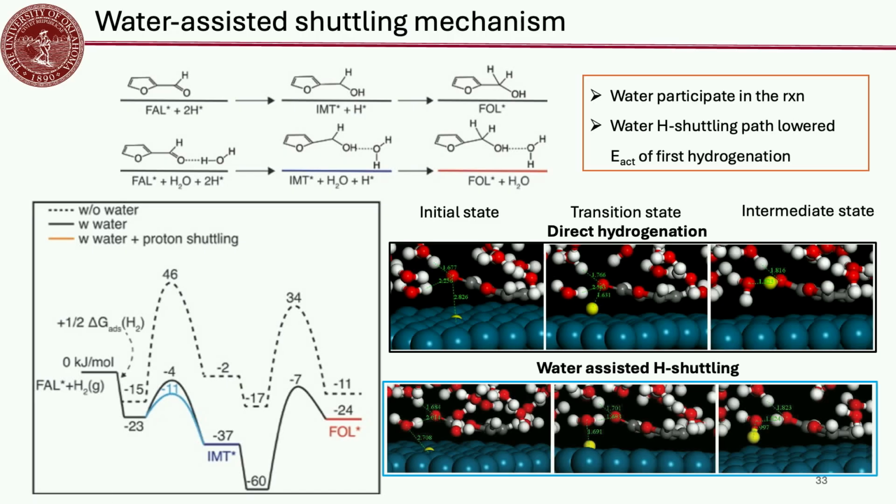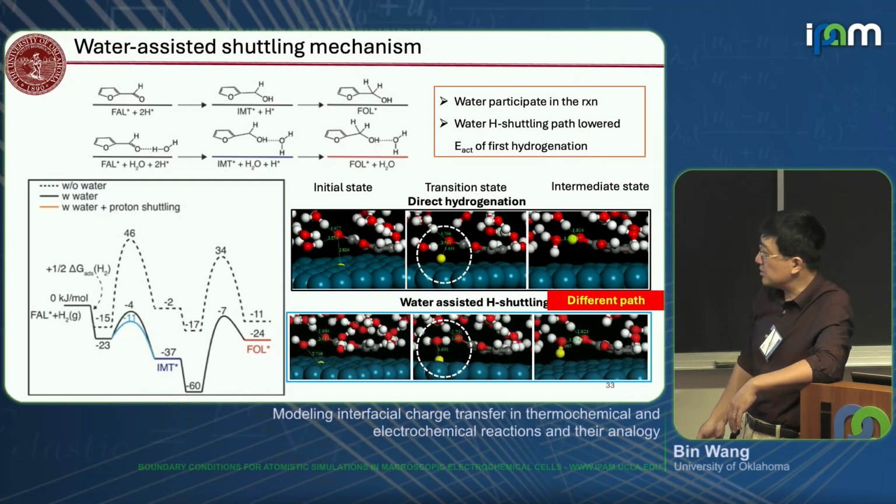If you compare these 2 paths, in the previous one, we have the hydrogen directly attack the oxygen, while in the second case, the hydrogen goes to water and then the water transfers its own proton to oxygen. That essentially means a different path. The carbon hydrogenation is not very much affected by the presence of water because the carbon here is more hydrophobic. It doesn't have a hydrogen bonding network, so the proton cannot be shuttled to the carbon. So only the oxygen hydrogenation is promoted.